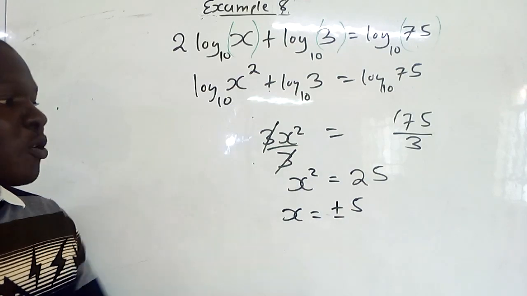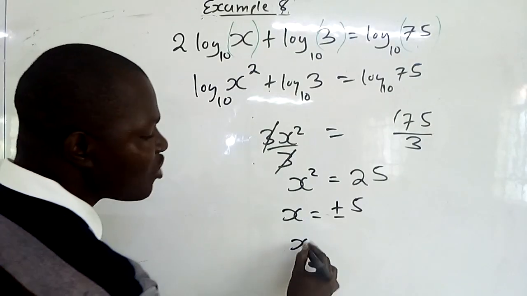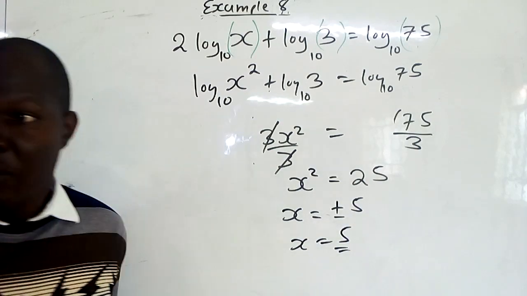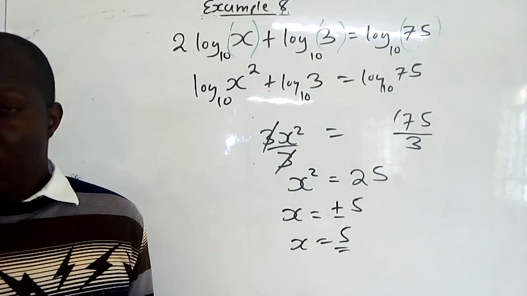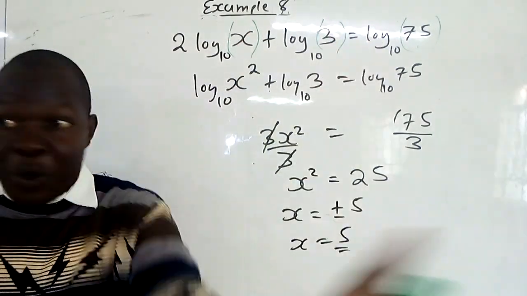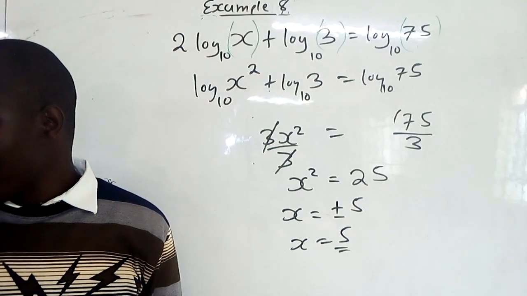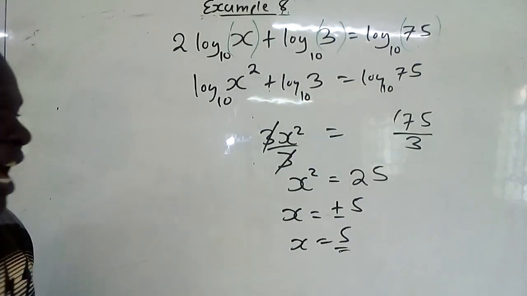If x is plus or minus 5 and these logs do not have absolute values, then it means x is just 5. If the logs were absolute values, then it would be plus or minus 5. But these ones are not absolute values, so you have to take the positive value of x. Are we together? Yes. Positive value of x. So the x is 5.